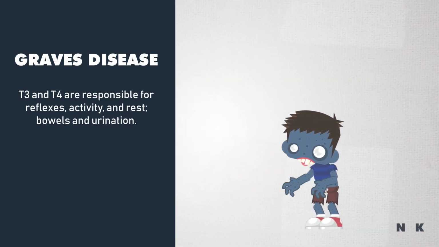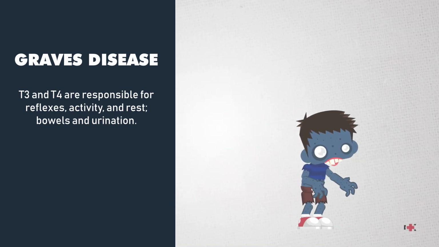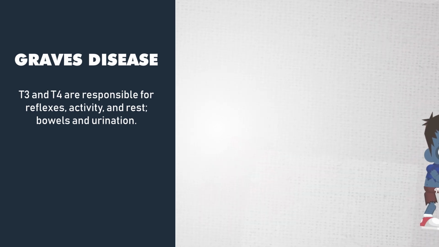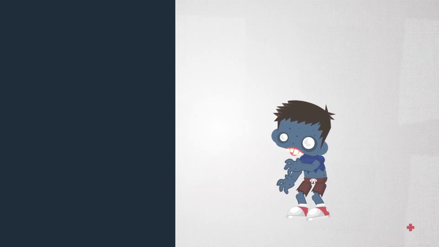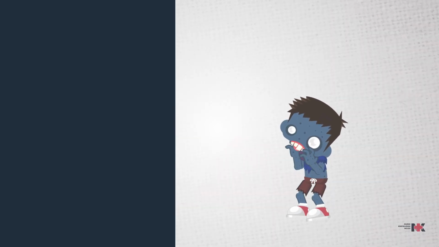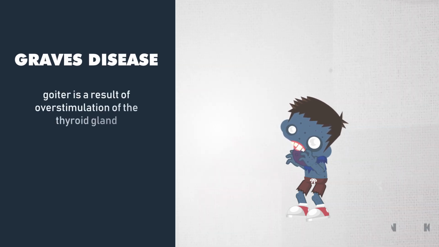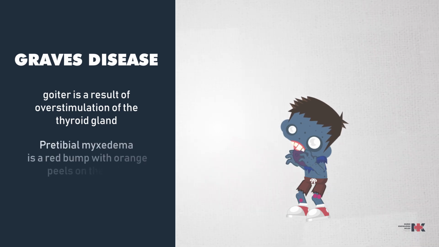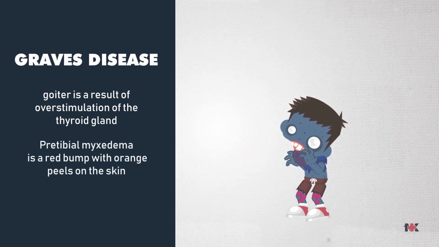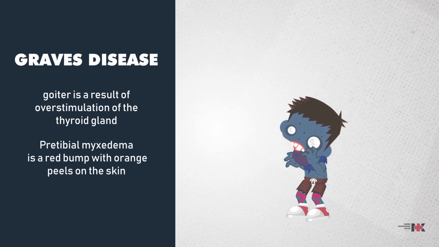T3 and T4 are responsible for the speed at which we digest food, and because of that, not all of the nutrients are properly digested and absorbed, which adds to the weight loss. Some zombies, especially in sci-fi, might have big lumps on their bodies, like on the neck, or weird discolorations on other parts of their bodies. The explanation for this one is that a goiter is a result of overstimulation of the thyroid gland, usually present on the front of the neck. You could also have a discoloration or pretibial myxedema, which is also a sign of Graves' disease, which is a red bump with orange peel texture on the skin, usually of the lower leg, but can develop on other parts of the body.